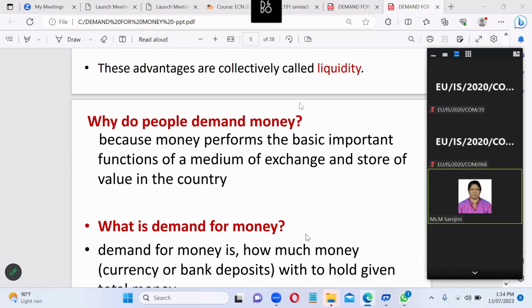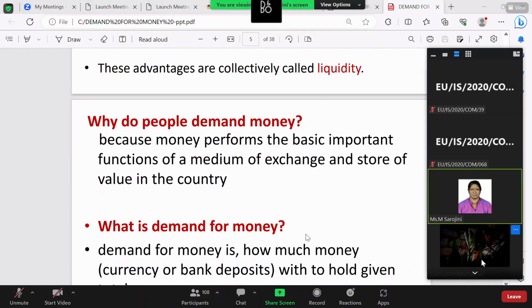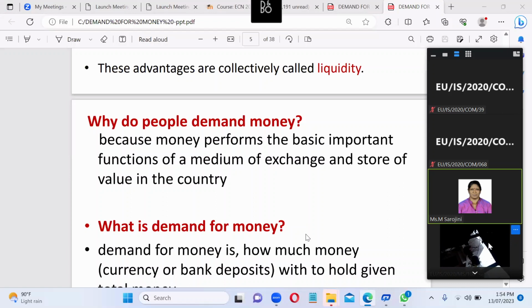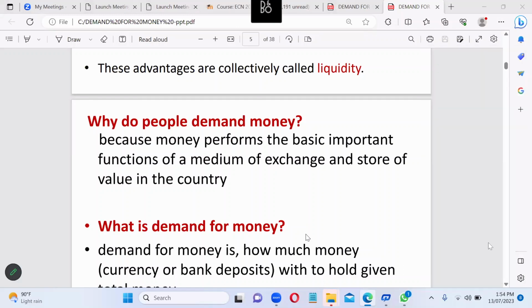Tell why you are holding money. Purchase goods. Purchase goods. Only for purchasing goods.